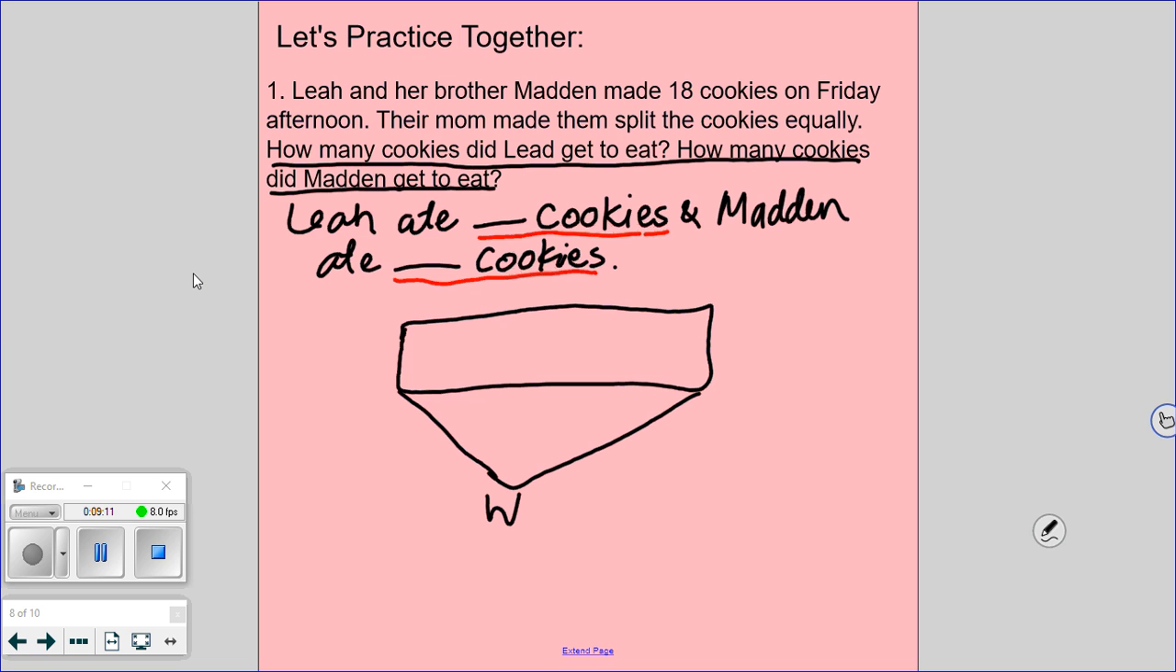Cookies. Do I know my whole, or my total amount of cookies? Look in your problem, read it again. Do I know the total amount of cookies? Hunter. 9 is not the total amount of cookies. No. William? 18. They made 18 cookies. So my whole is going to be 18. So I know that my total is 18.